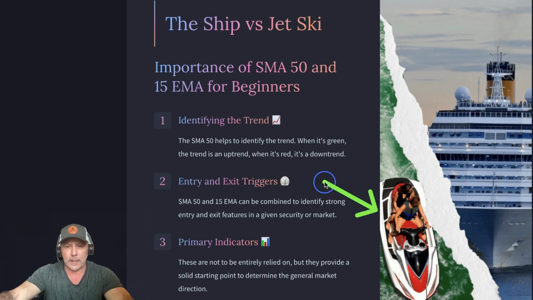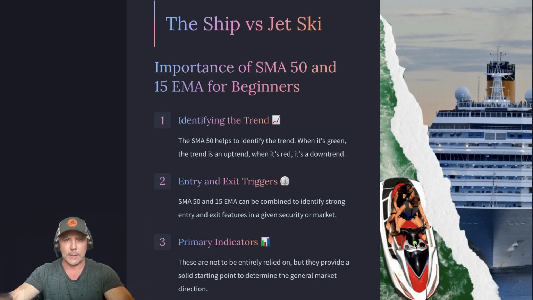And the 15 EMA, think of this as a jet ski. Jet skis are fast. I haven't been on one in probably a decade, but I would imagine you can go from 0 to 60 in 4 or 5 seconds. And these guys can turn on a dime, they can go anywhere. We use the jet ski, or the 15 EMA, to help monitor price action, and then we use the 50 SMA to help us monitor the direction of the trend.